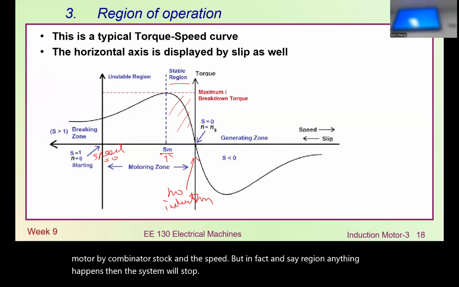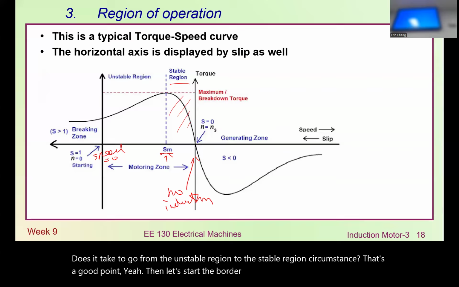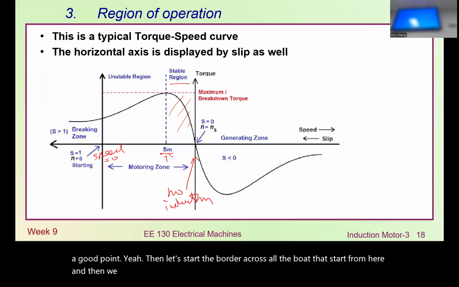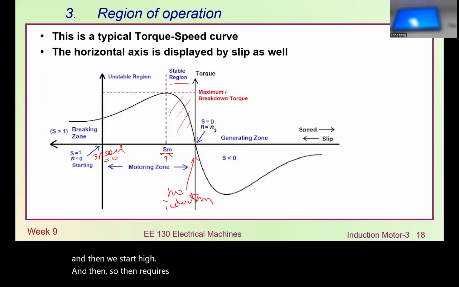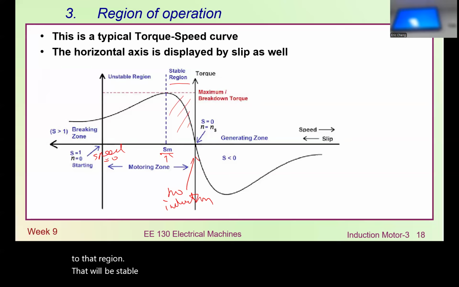How long does it take to go from the unstable region to the stable region? That's a good point. When we start the motor, of course, all the motors start from here, and then we start adding voltage, and so on. The motor will accelerate, so the accelerating torque will be quite special. You don't try to reduce and increase the torque at that point. Otherwise, the unstable region will continue. So you need to make sure that when we start the motor from zero, we quickly pass through that region and go to this region. That will be stable. Once you pass through the maximum torque, the motor will become stable.